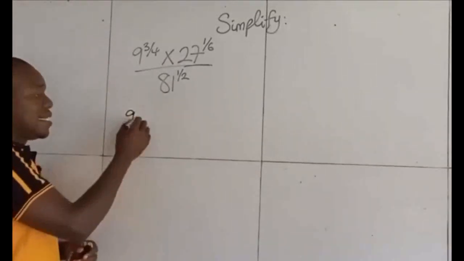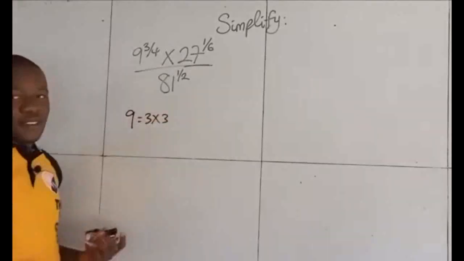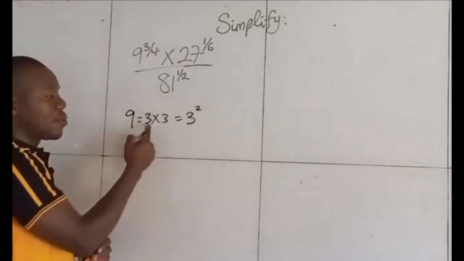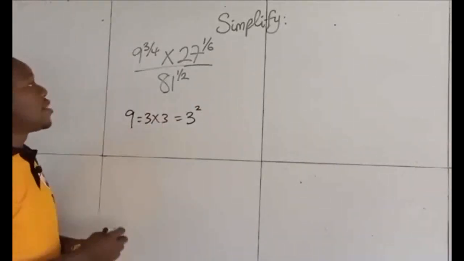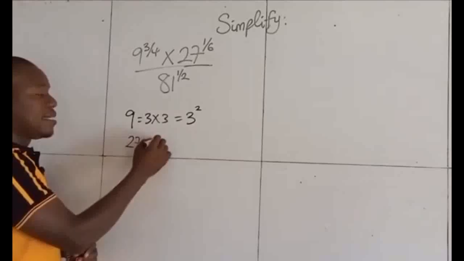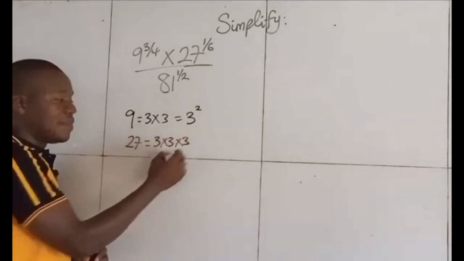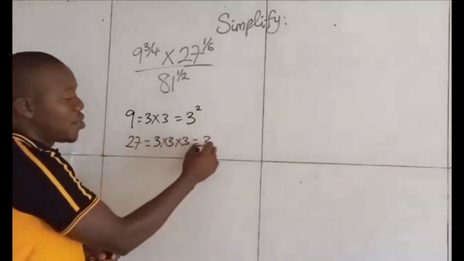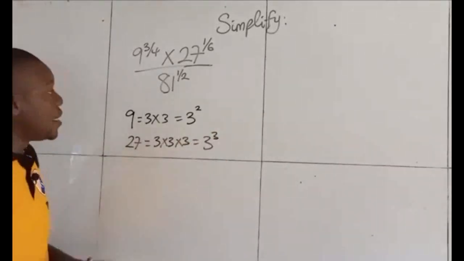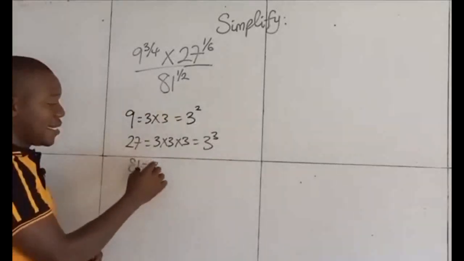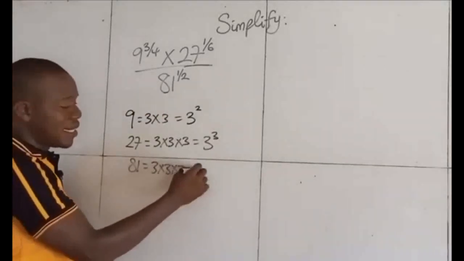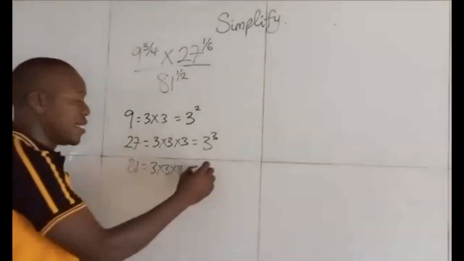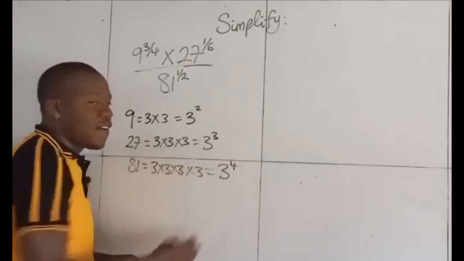Because 9 is the same as 3 times 3. Of course, 3 times 3 gives you 9. In power form, this is written as 3 to the power of 2 because we have 2 3's. So 27 similarly is the same as 3 times 3 times 3. 3 times 3 is 9. 9 times 3 is 27. And that is 3 raised to the power 3 in index form. And finally, 81 is the same as 3 times 3 times 3 times 3. 3 times 3, 9. 9 times 3, 27. 27 times 3, 81, which is the same as 3 to the power of 4 in index form.